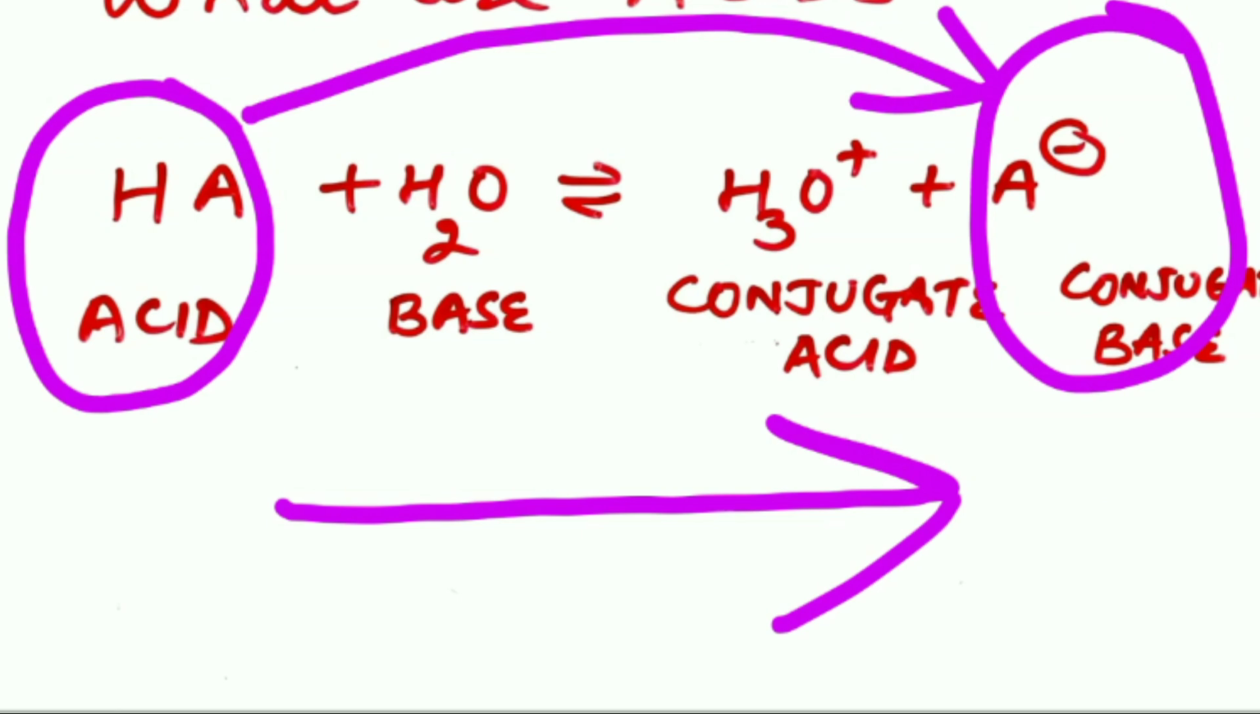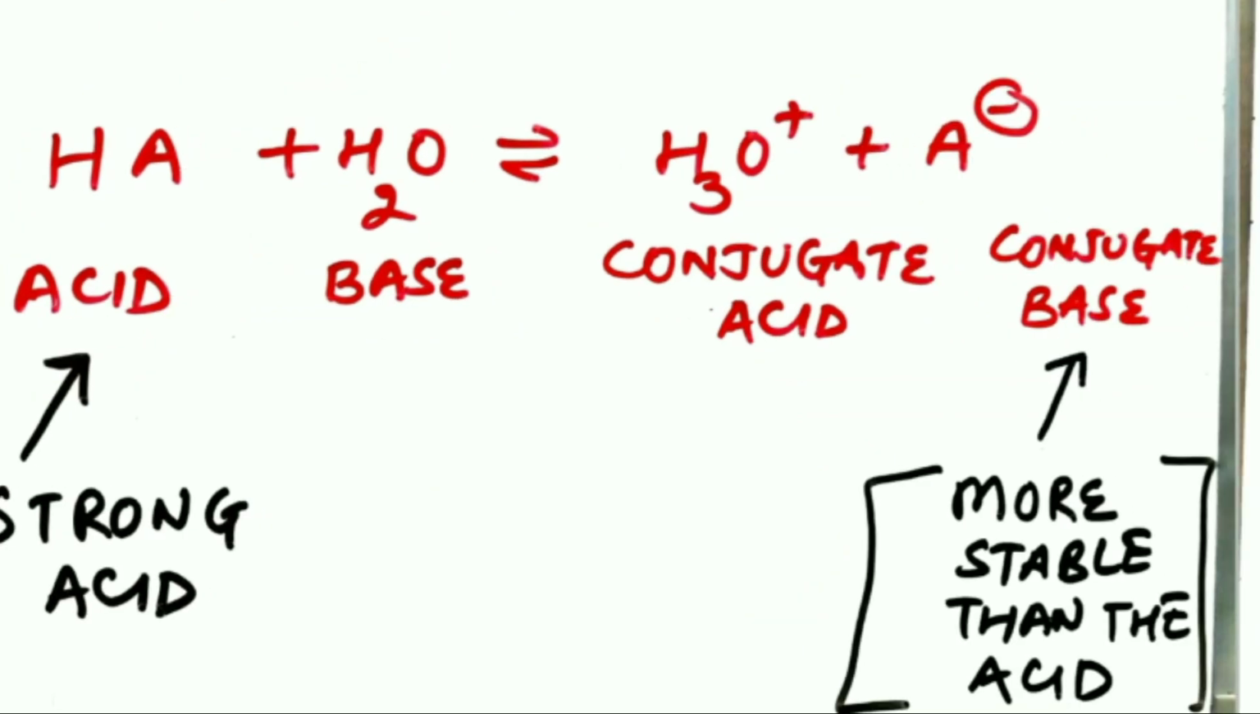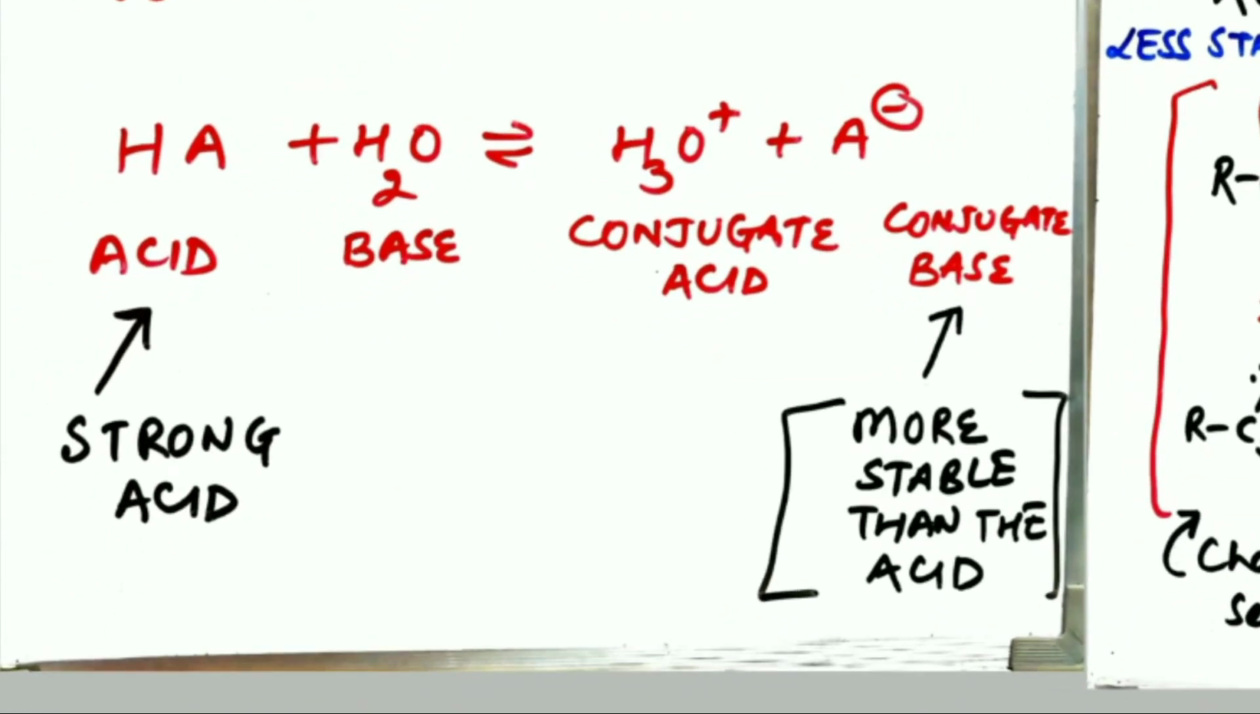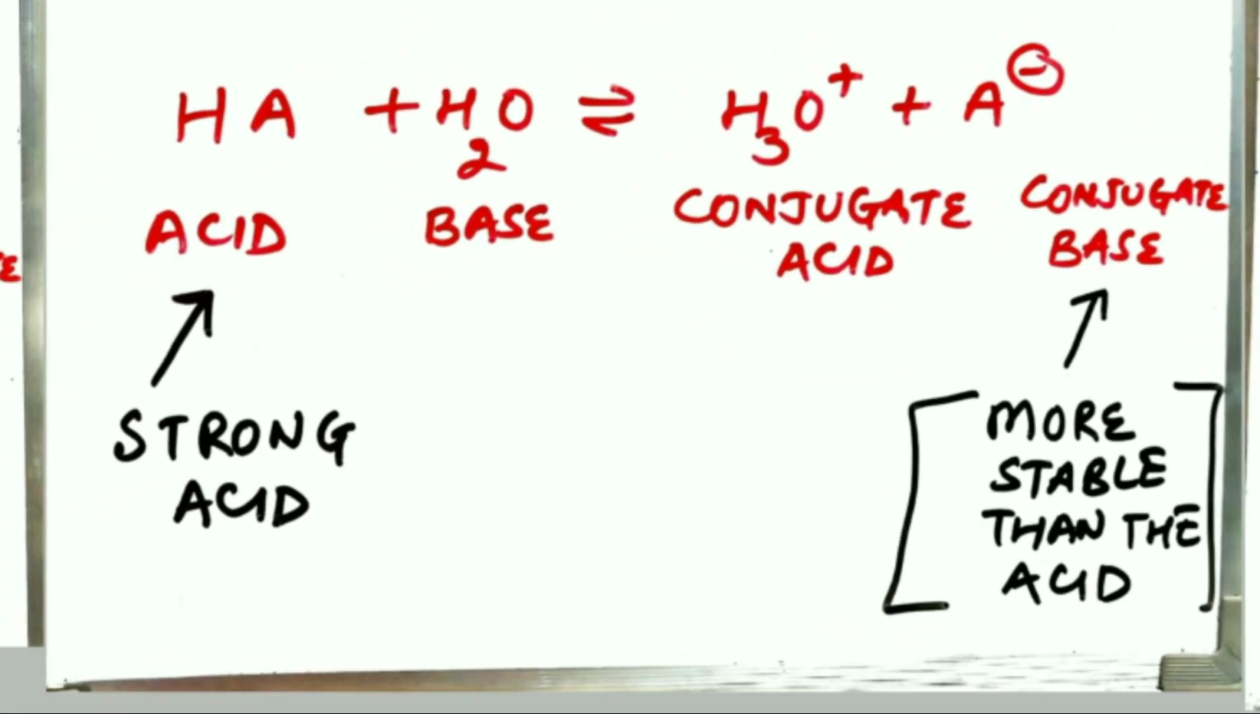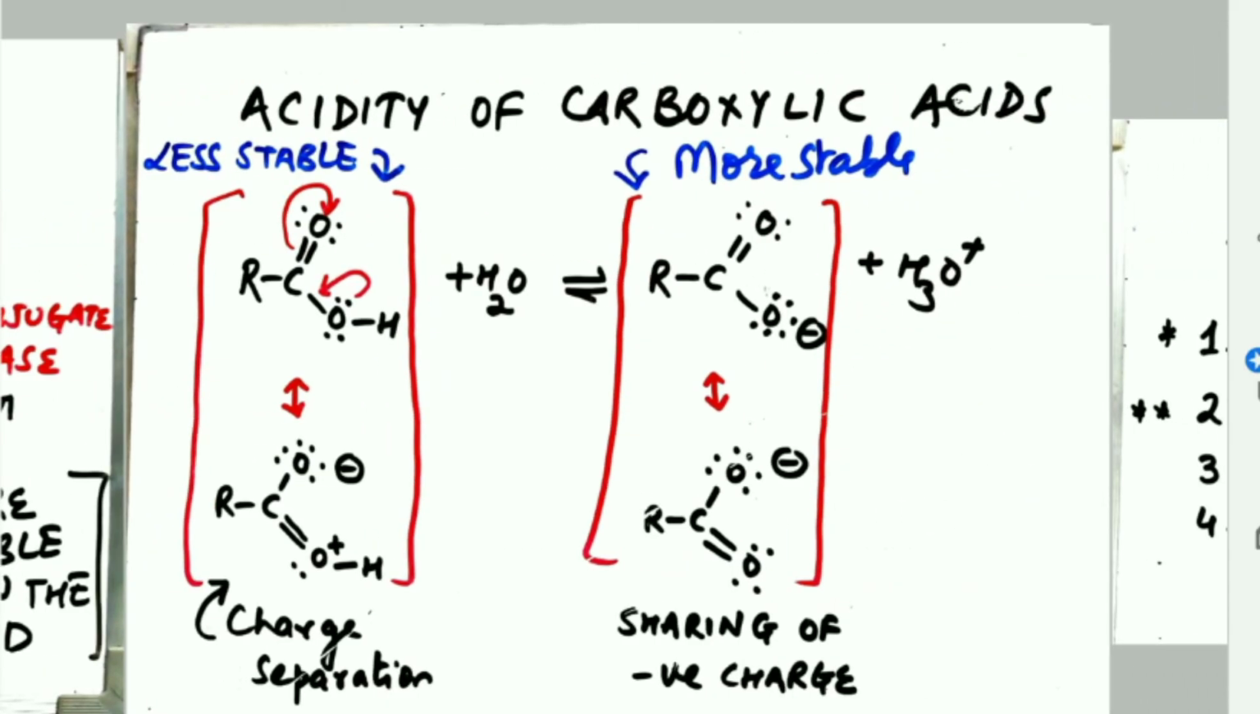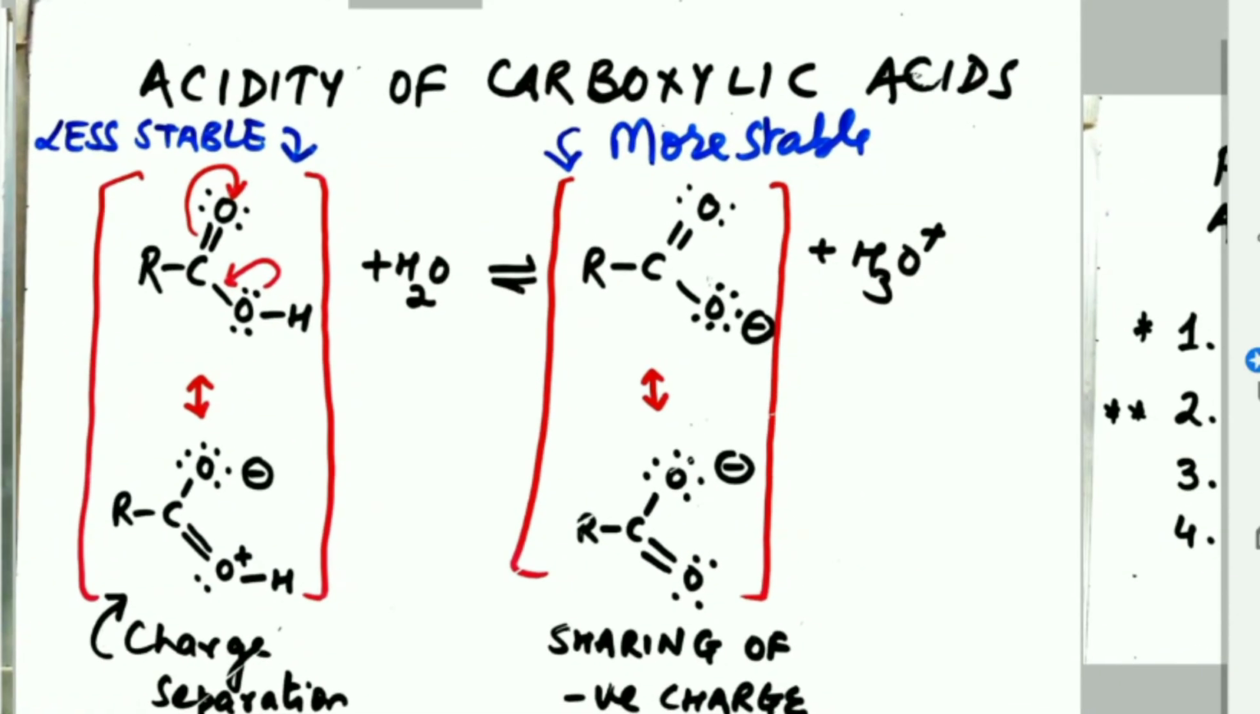So any factor that makes the conjugate base more stable than the acid itself would make it more acidic. So here also, any acid would be a strong acid if its conjugate base is more stable than the acid itself. Now let us discuss acidity of carboxylic acids.